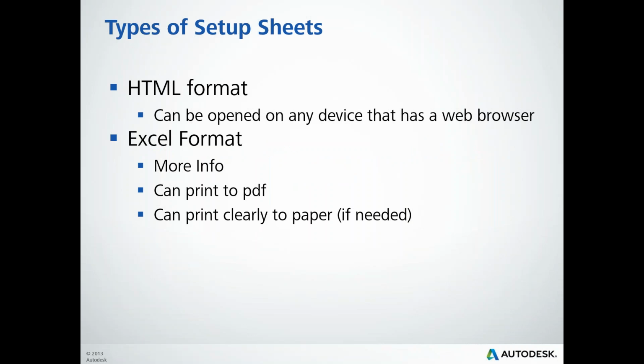So you can send it by email, maybe to the machinist, and he could open it up on his phone and read it. Excel format, there's more information that's kind of posted through that. You can print it to PDF, so it's easily storable for document management, and can print clearly to paper if you need to. So that's just some of the things.